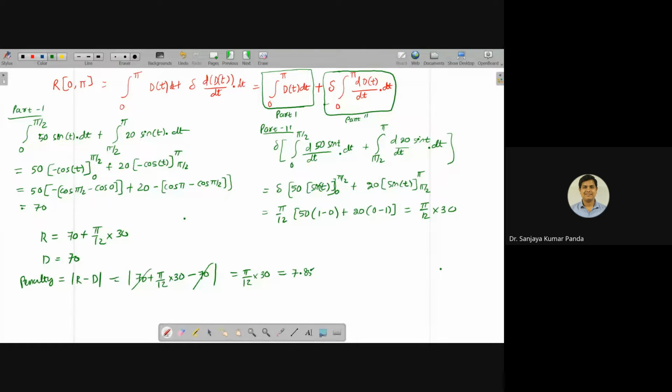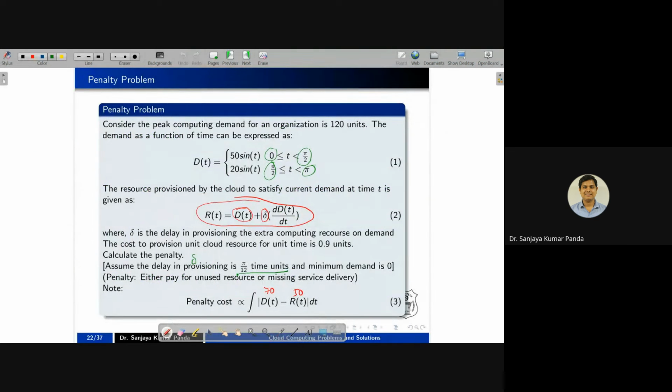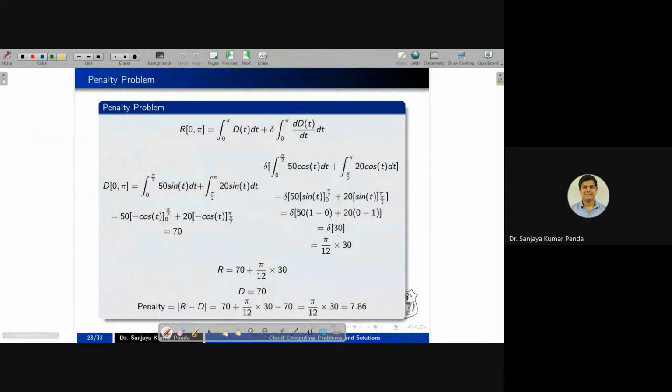Quickly, I'll tell you another problem, which is a little bit different, because in this problem, in the first line, we had: consider the peak computing demand of the organization is 120 minutes. That we have not considered in this particular problem. Similarly, the cost per provision unit for cloud resource per unit time is 0.9 unit. That also we have not considered. The rest of the parameters we have considered. So with respect to that, there is another problem.